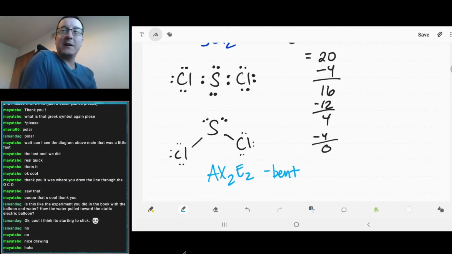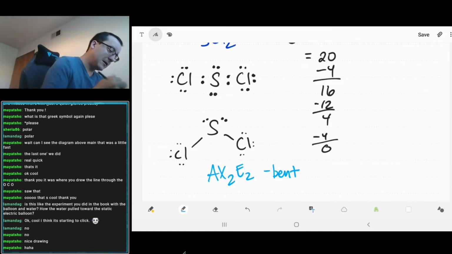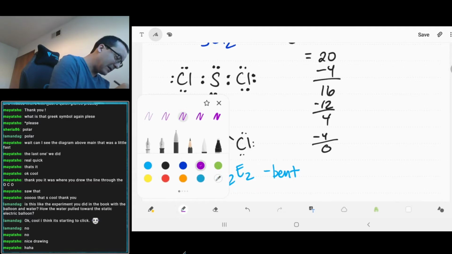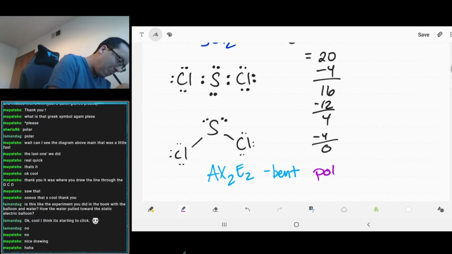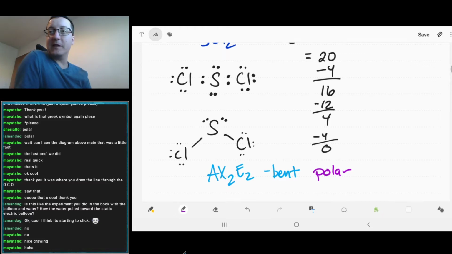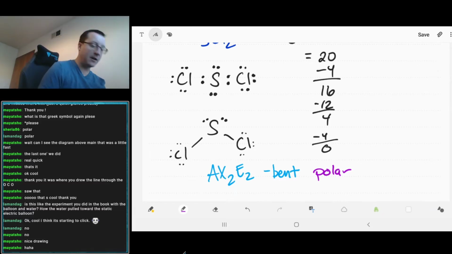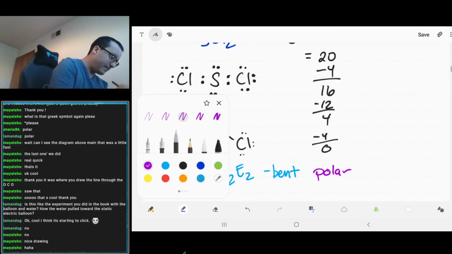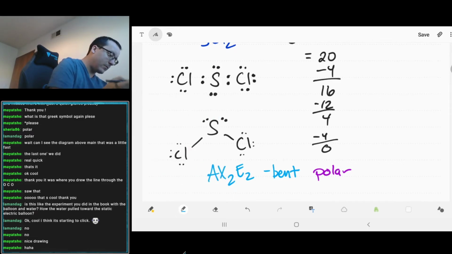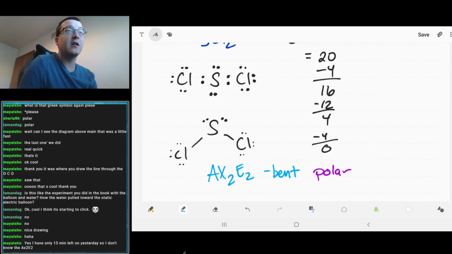Remember that AX2E2 is bent always, molecularly speaking, and so this tells us also that it is polar. Remembering that all bent molecules will be polar, but if we wanted, we could draw a line through this. So there are a couple of lines we could draw.